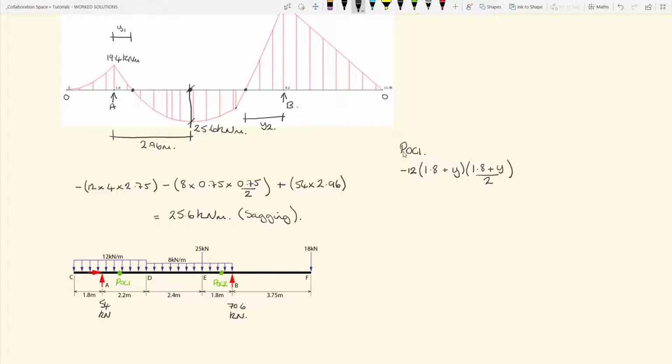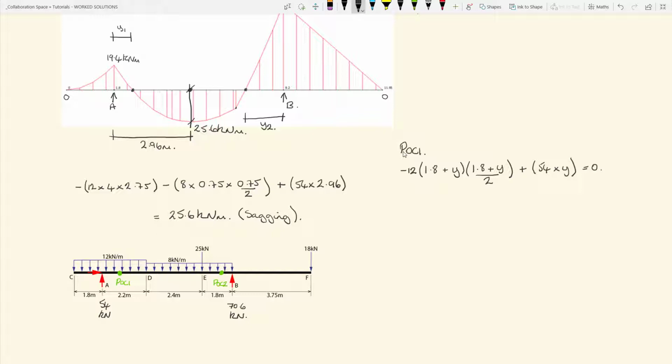And the second part of it, we have a reaction at A, and that is going the opposite direction, so it's plus. It's positive because it's causing tension on the bottom. Again, we're taking moments about the point of contraflexure. Applying the vertical reaction, that causes tension on the bottom, so it's a positive moment. And the magnitude of VA is 54 kilonewtons. And again, that is times the lever arm y, and then we can set that to equal 0.